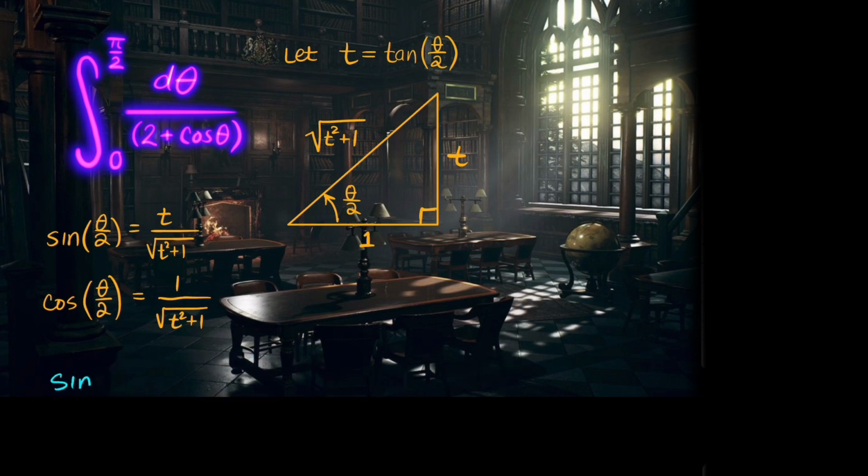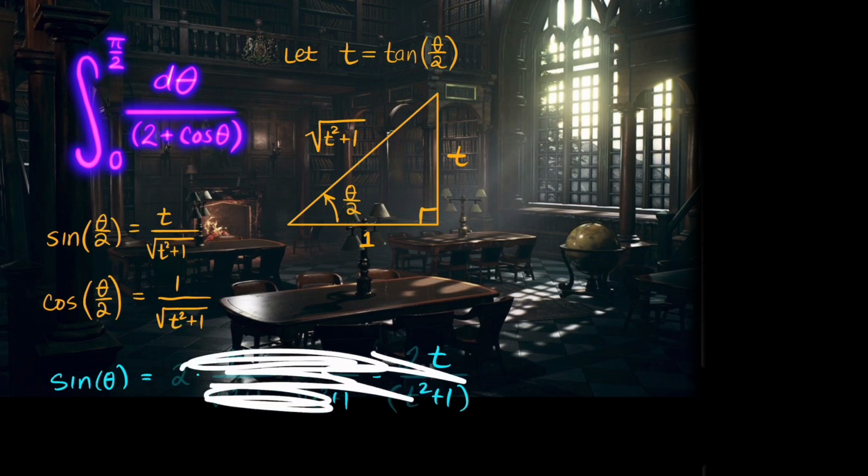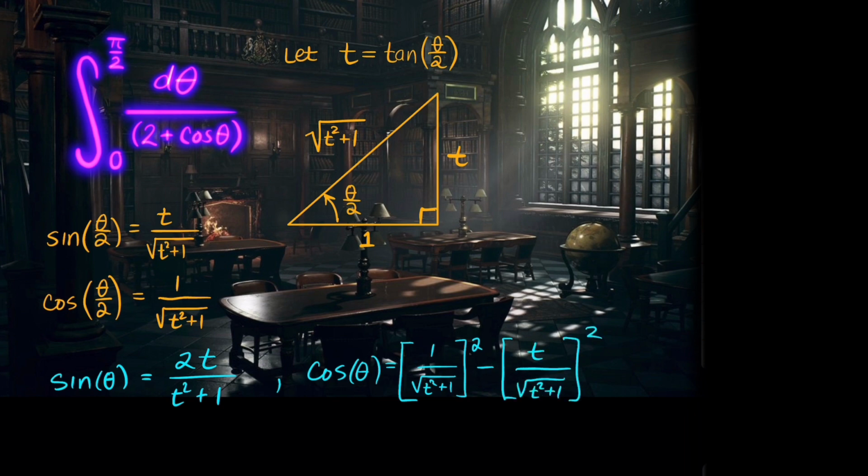Making this substitution, the sine of theta works out to be 2 multiplied by t over radical t squared plus 1, multiplied by 1 over radical t squared plus 1, and that works out to be 2t over t squared plus 1. Using the double angle for cosine, we get cosine theta is equal to the rational expression for cosine squared minus the rational expression for sine squared. Simplified, that gives us 1 minus t squared over t squared plus 1.